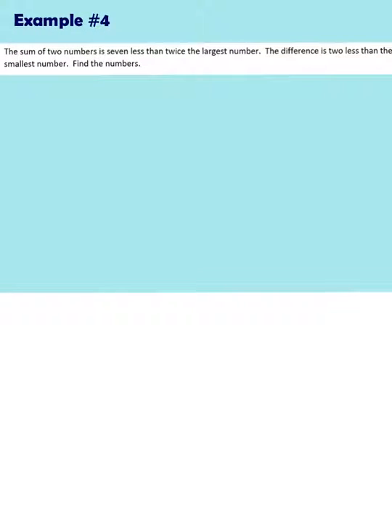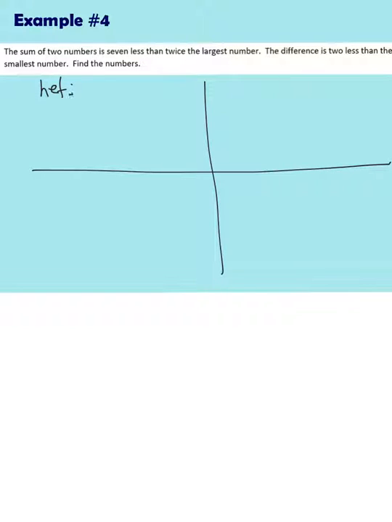All right, so in example 4, we have the sum of two numbers is 7 less than twice the largest number. There's that phrase again, less than. The difference is 2 less than the smallest number. Find the numbers. So I don't know the numbers, but I do know that one is larger than the other. So I'm going to let x equal the smaller number and y equal the larger number.